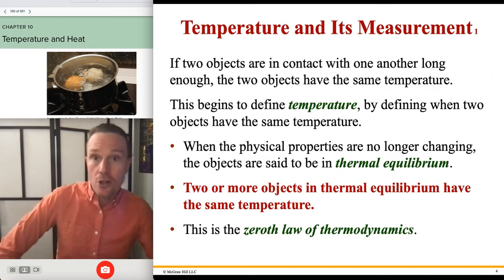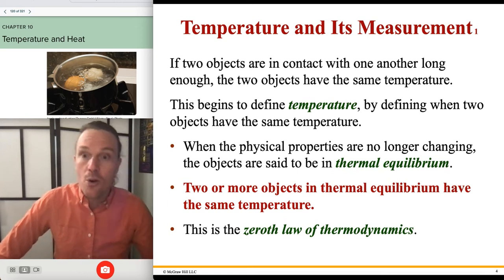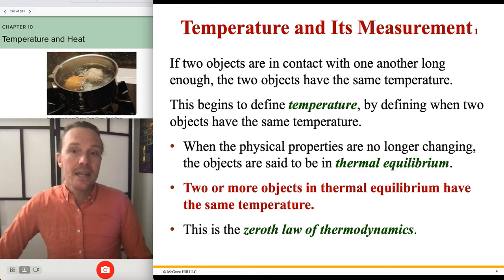So let's take a look at this slide here. If two objects are in contact with one another long enough, the two objects have the same temperature. This is actually sometimes called the Zeroth Law of Thermodynamics, which you see down here at the very bottom. I'm kind of cutting to the end here.